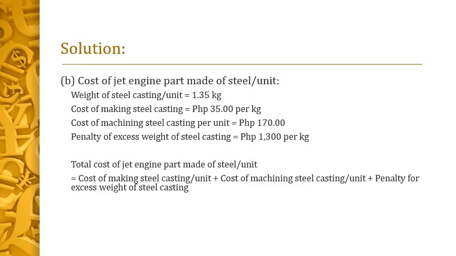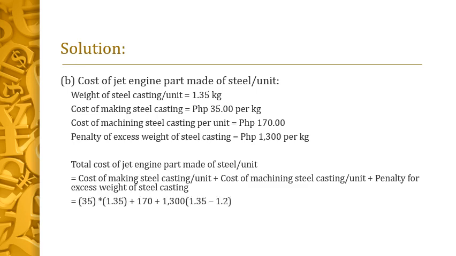You might ask, why is there an addition of penalty for excess weight of steel casting? The answer is because considering steel, that is 1.35 kilograms per unit. Comparing that to aluminum, steel has an excess weight, which we're going to compute.